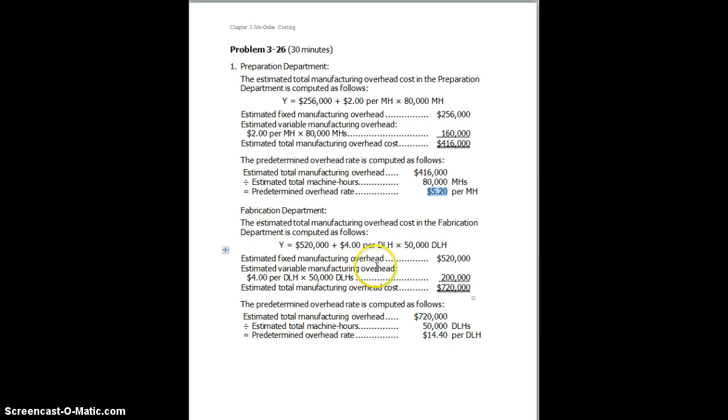Next thing we have to do for part 1 is calculate the estimated total manufacturing overhead cost for the fabrication department. We're told that there's $520,000 of estimated fixed cost. It's given right in the chart. We're also told that the cost driver is direct labor hours for the fabrication department, and they expect 50,000 direct labor hours. Once again, that's given.